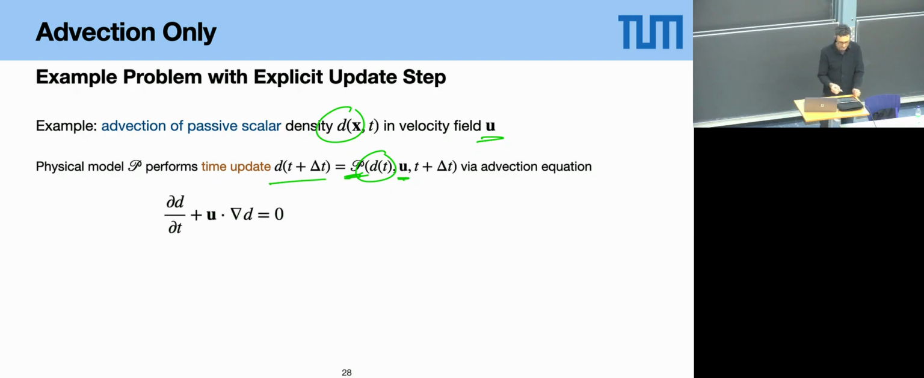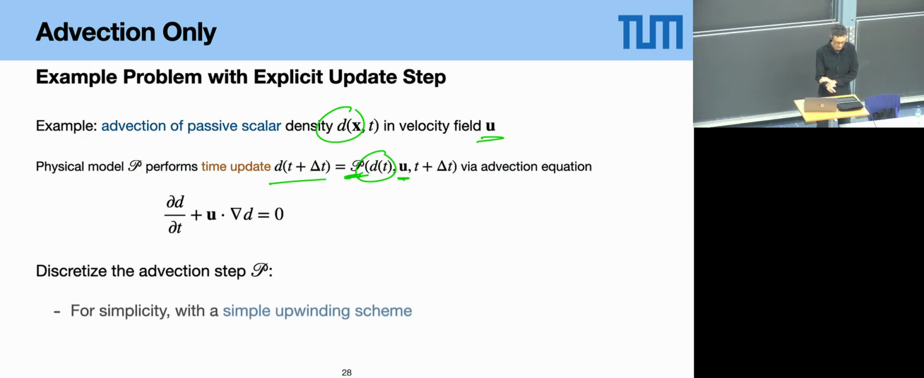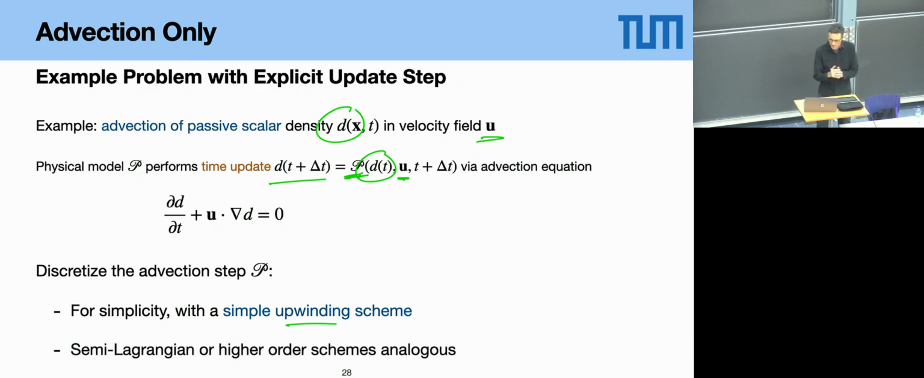Essentially, what we're solving with this is the following equation: the time derivative of d being minus the velocity dot the gradient of d. But if you then discretize this, if you compute this with simple schemes, what you get is a so-called upwinding scheme. There are alternatives here, but I want to focus on this upwinding because I think that's quite intuitive.